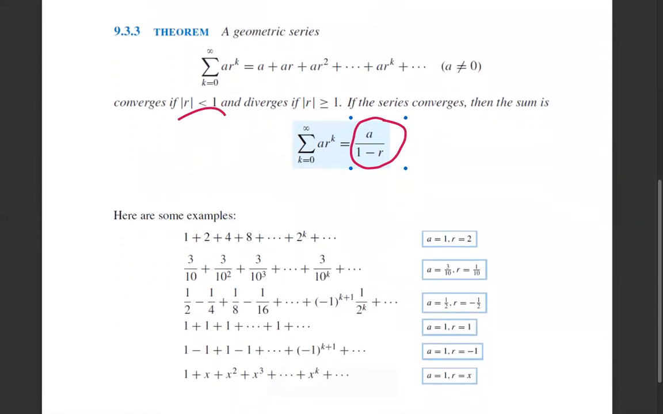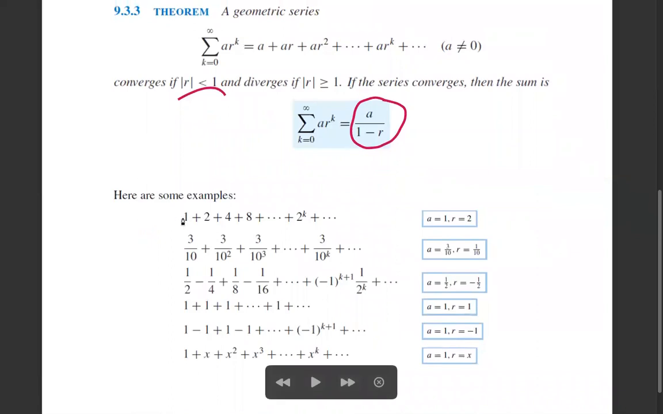Now these are some examples. The series 1 plus 2 plus 4 plus 8 plus etc., 2 raised to k, is a geometric series. Here a is equal to 1 and r is equal to 2. The common ratio is 2, and the initial term of the series is 1. So this series is divergent, since the common ratio is greater than 1.